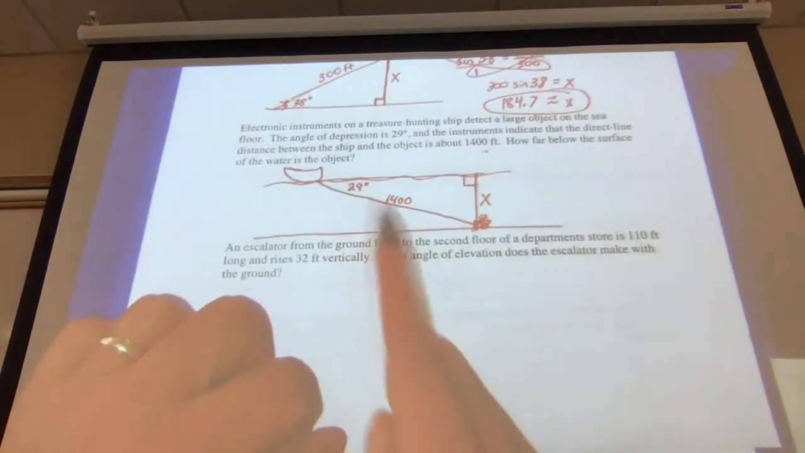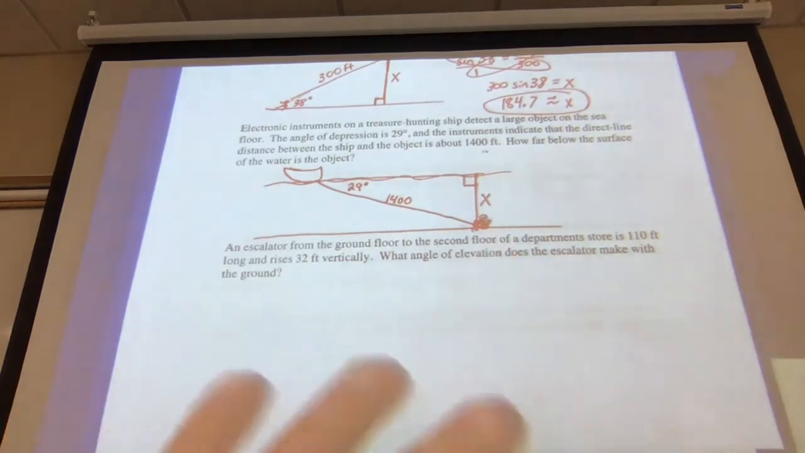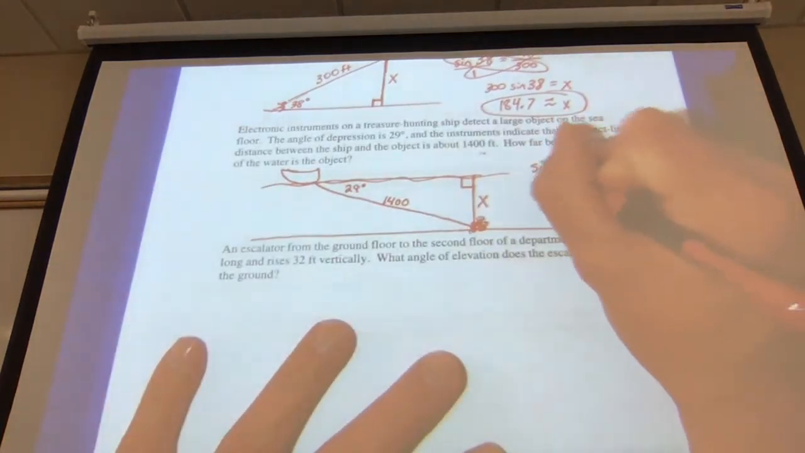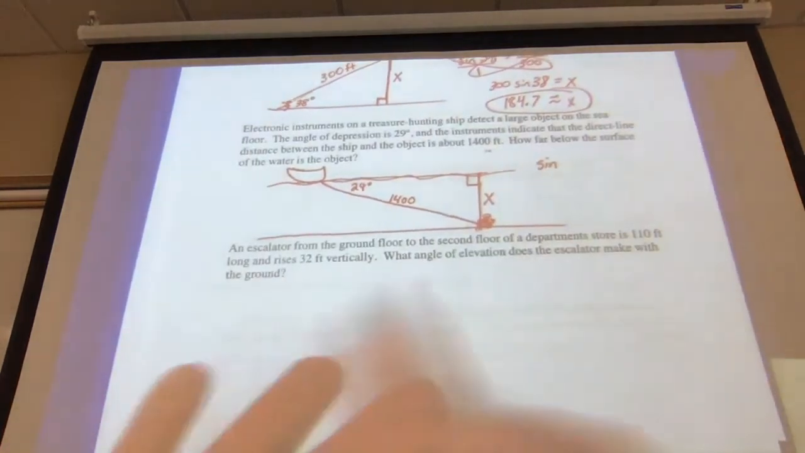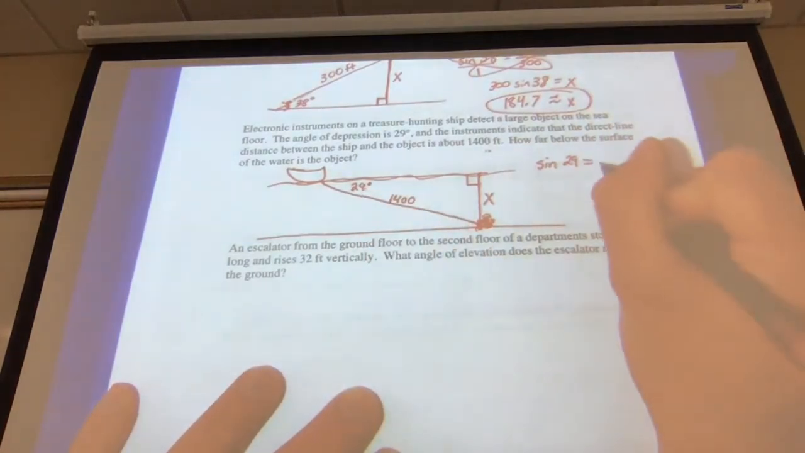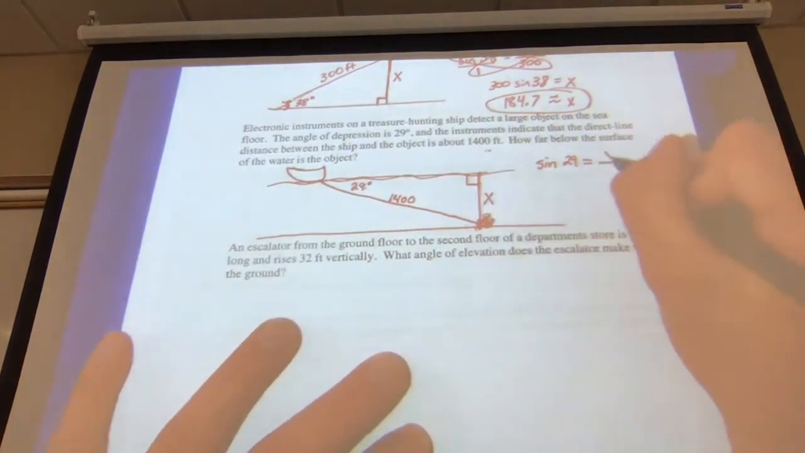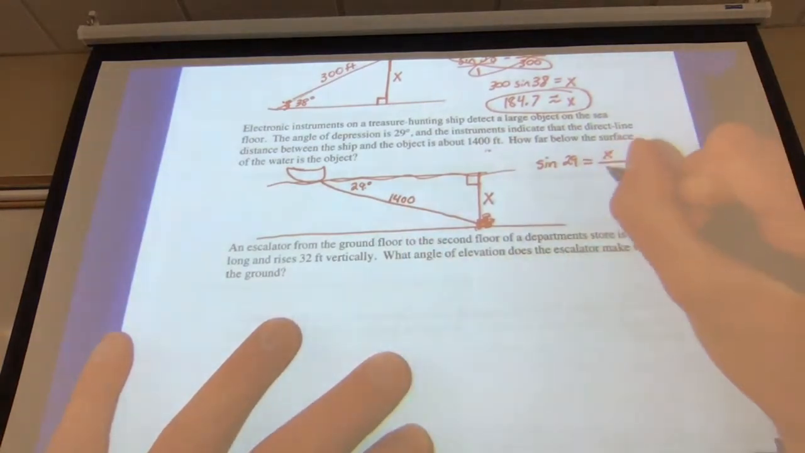Okay, once you're to here, now it's just a matter of doing SOHCAHTOA. From the 29-degree angle, the 1,400 is your hypotenuse. The X is the opposite side. Opposite and hypotenuse will once again be sine. The angle goes behind the abbreviation for the sine. On the right, your fraction for sine is opposite over hypotenuse. Opposite side is X. Hypotenuse is 1,400.